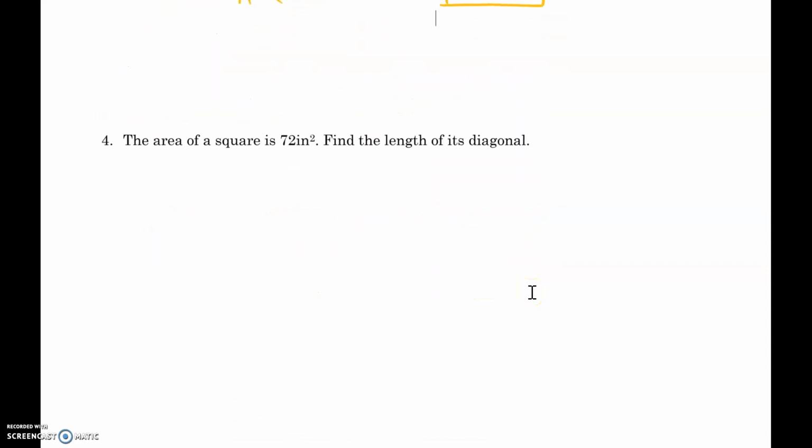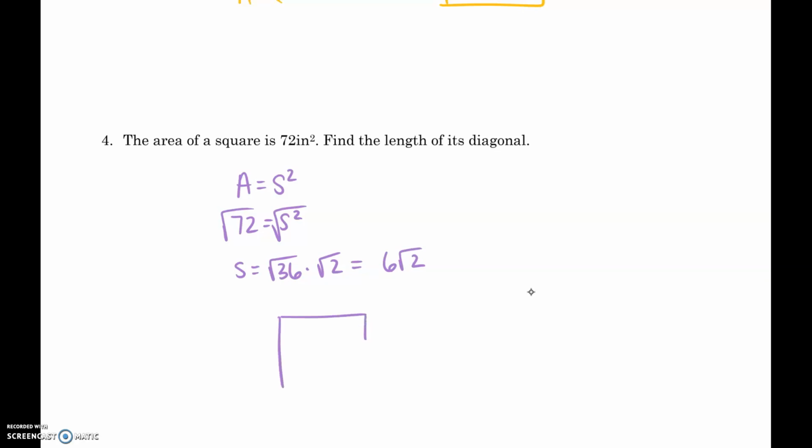Last one, we have the area of a square measures 72 inches squared. Find the length of its diagonal. So we have area equals side squared. So first we have to find our sides. 72 equals side squared. We're going to take the square root of both sides. Here we get that a side equals the square root of 36 times the square root of 2, which is 6 radical 2.